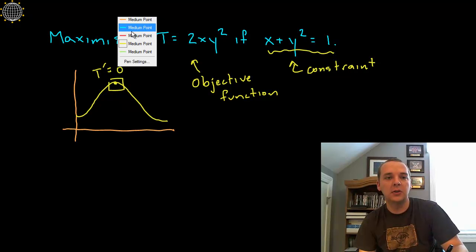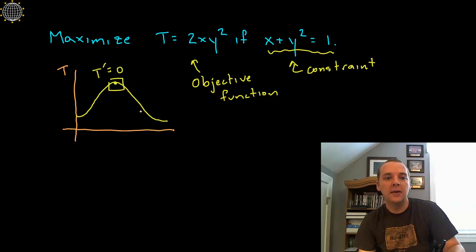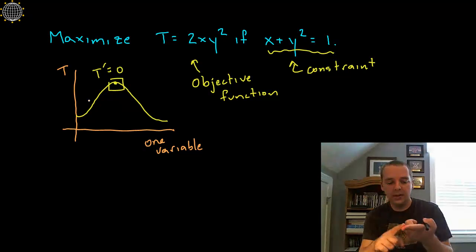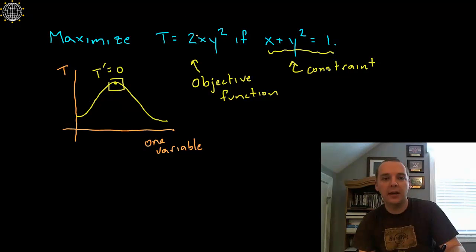So here's another issue. If this is t, this assumes that t is only a function of one variable. Looking at this graph, this is a two-dimensional graph. That means one input, one output, like x and y. Well, here we have x's, y's, and t's. So due to the fact that we have two independent variables, that creates some issues as well.